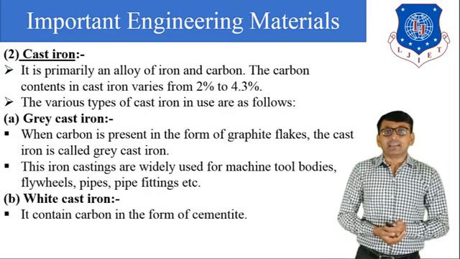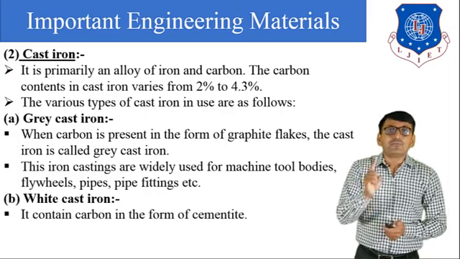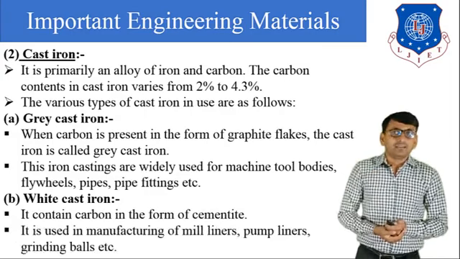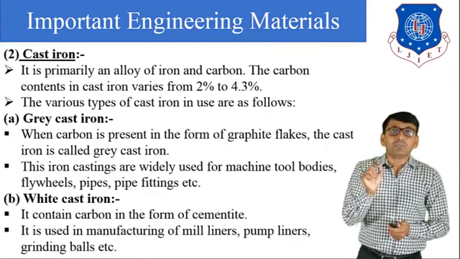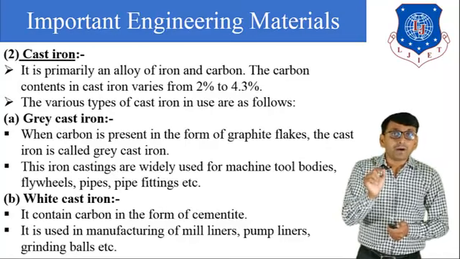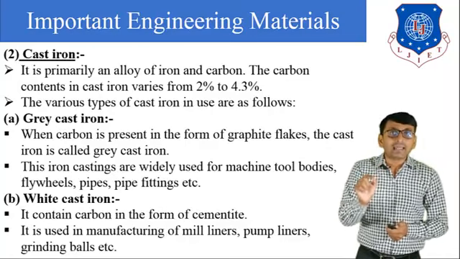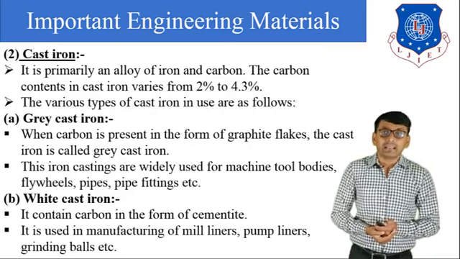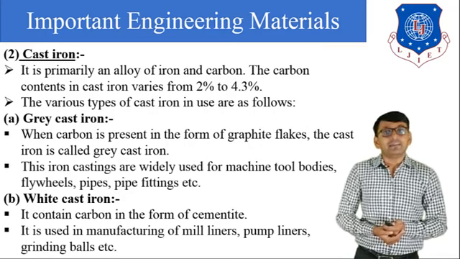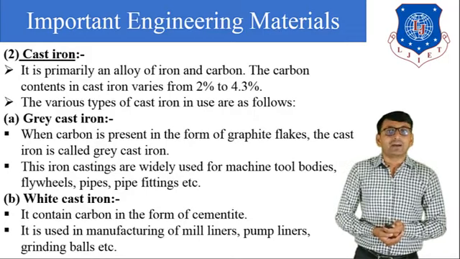Then the second one, white cast iron. It contains carbon in the form of cementite. It is used in manufacturing mill liners, pump liners, grinding bowls, etc. So first we discussed grey cast iron, then white cast iron.